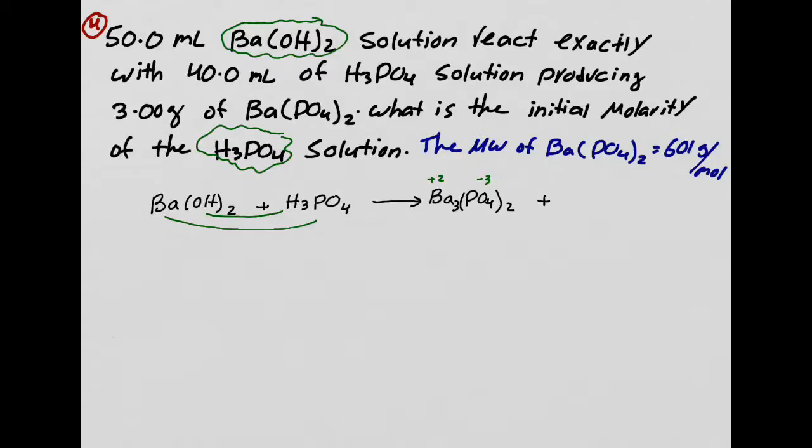Okay. And even if you didn't remember that barium was plus 2 and phosphate was minus 3, you can figure it out from here. You know OH is minus 1, so the 2 had to come from barium. You know H plus is always plus 1, so the 3 has to come from phosphate. So you can use this to figure out the charges if you do not remember your polyatomic ions and the other charges. All right, then H goes with OH.